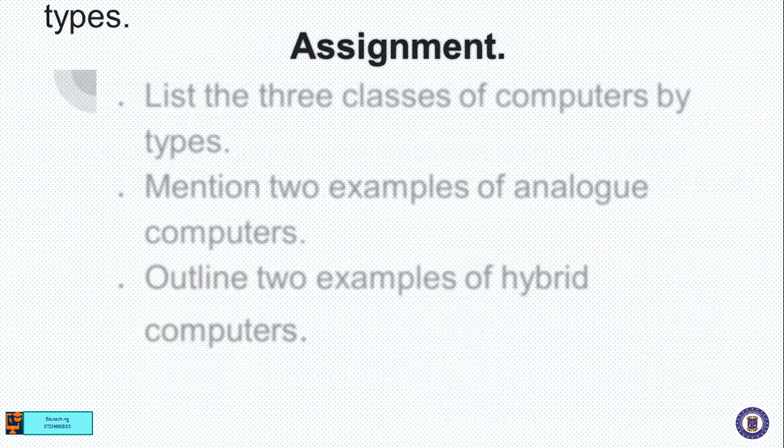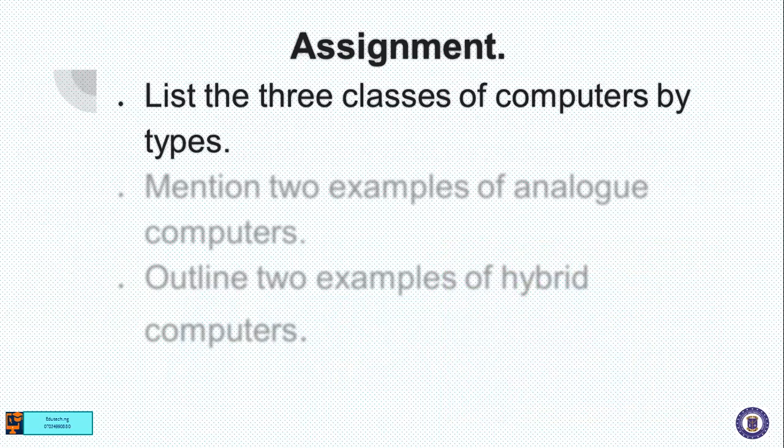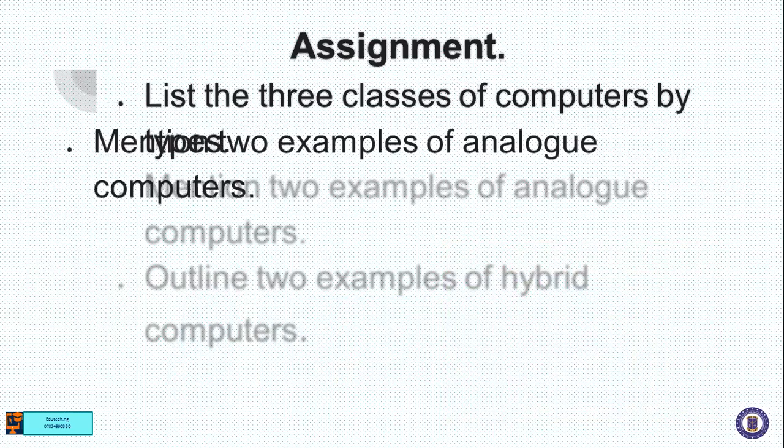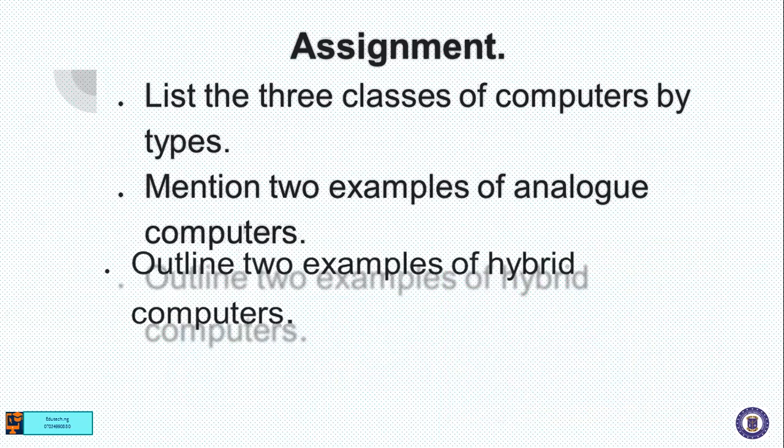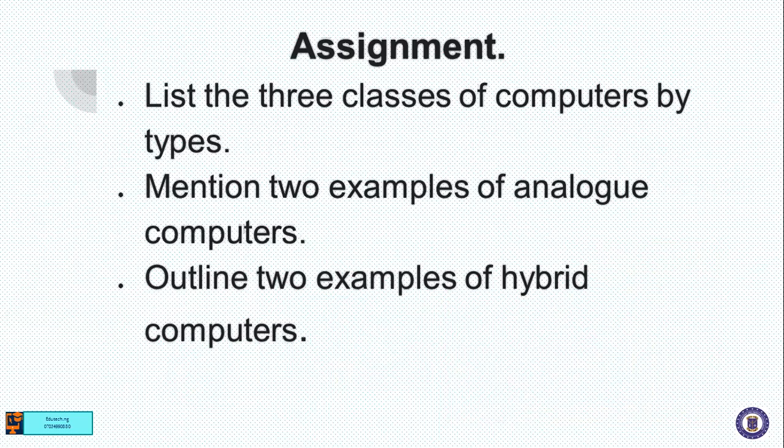Assignment. List the three classes of computer by types. Mention two examples of analog computer. Outline two examples of hybrid computer.